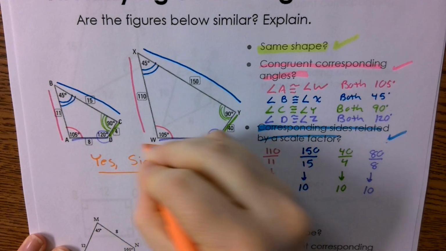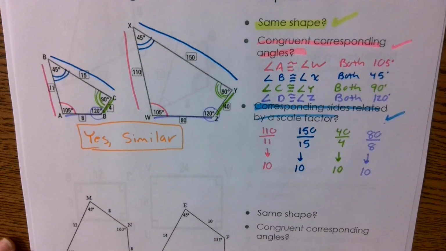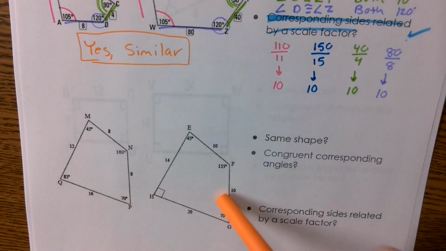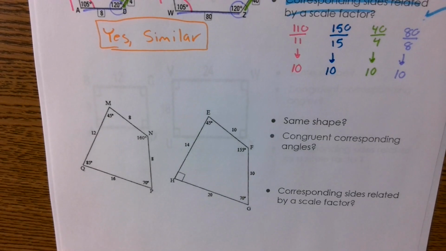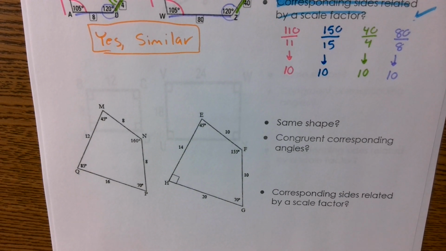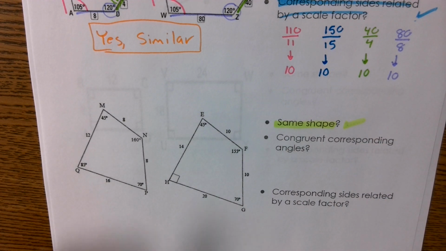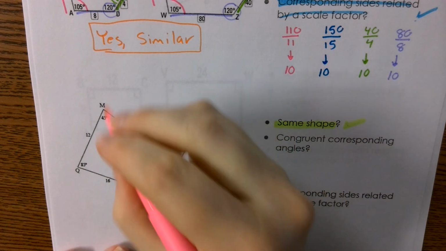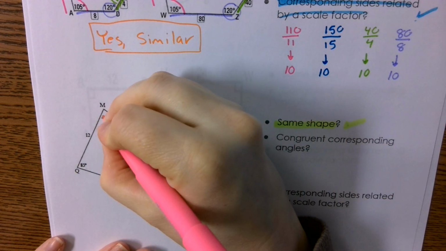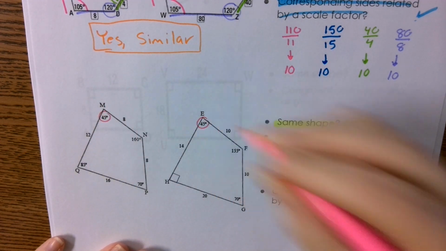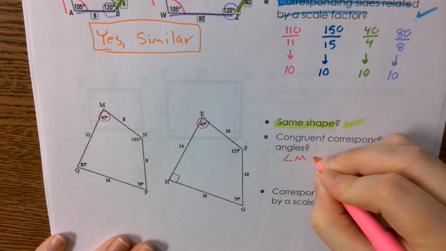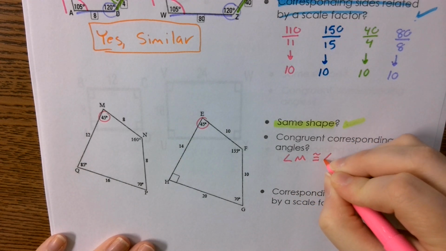Okay. All right, what about for the second one? Are those similar figures, yes or no? No, right? They are not similar figures. They are the same shape, right? These are going to be identical shapes, so that does check off for here. But then when we come to congruent corresponding angles, when we've got angle M and E, they are congruent. Angle M is congruent to angle E.